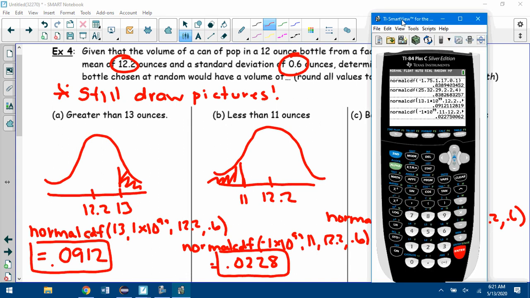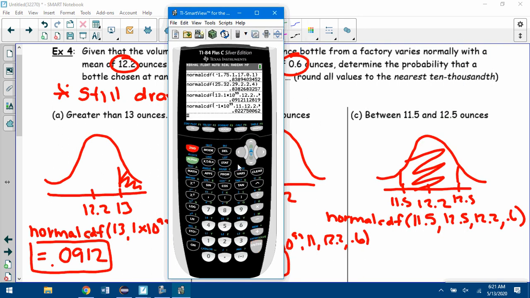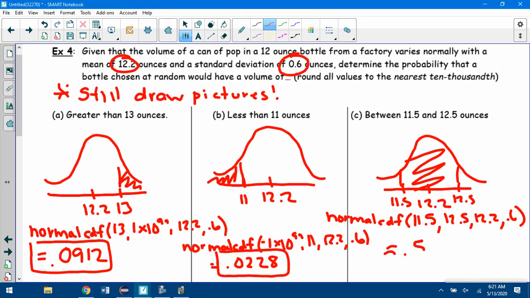Okay, so one more time. Normal CDF, 11.5 to 12.5, mean and standard deviation, 0.5698 if I'm rounding. Okay, so look at how much faster that is. Taking out that z-score stuff should make these go way faster for you.